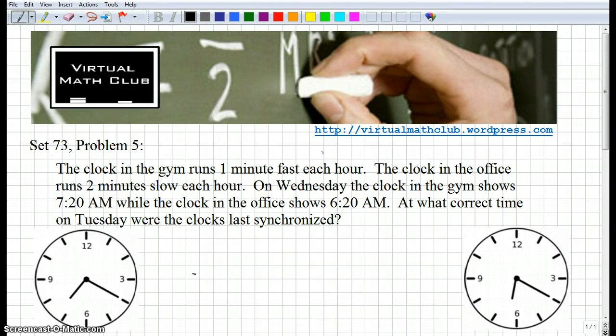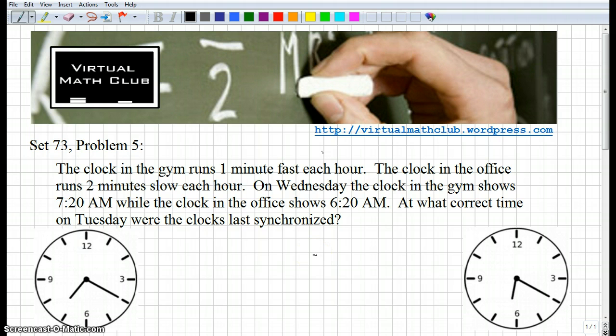All right, we've got two clocks. We've got one in the gym and one in the office. And the clock in the gym runs 1 minute fast each hour. So that's saying that each hour, 60 minutes, instead of running 60 minutes, it's running 61 minutes.